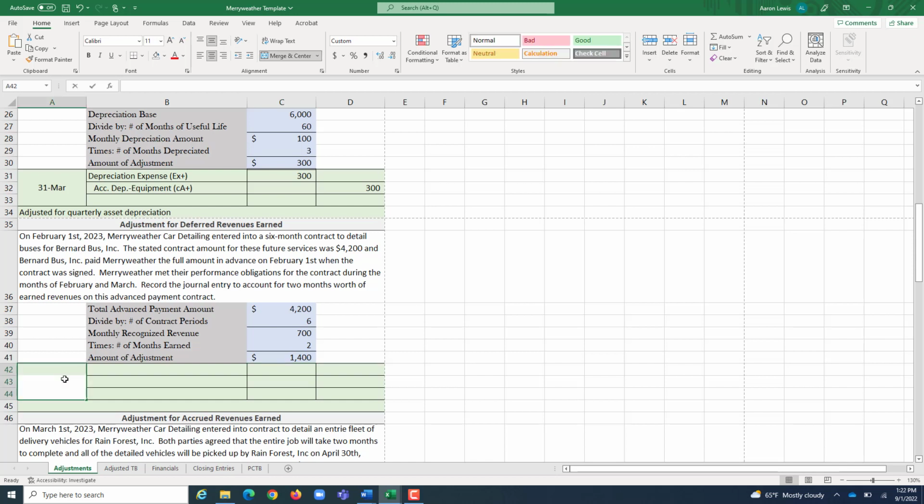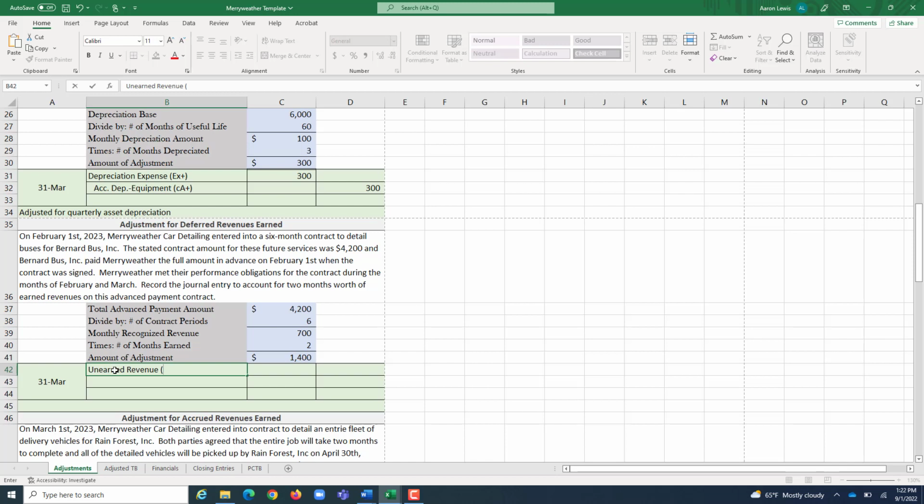So on March 31st, we're going to make one more adjusting entry. The first account that we're going to use is unearned revenue. Why would we use unearned revenue? Because we got paid in advance for revenue which we had not yet earned. We had not performed the services. Well, now we have performed some of those services.